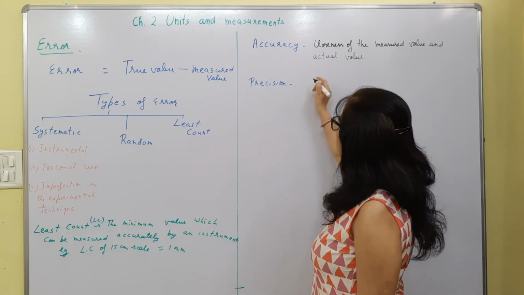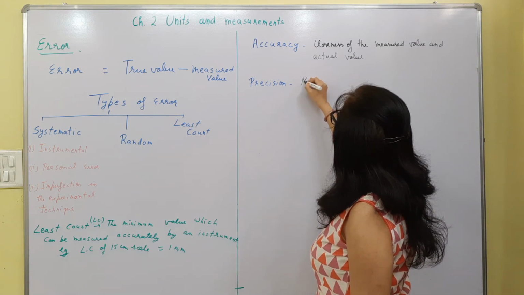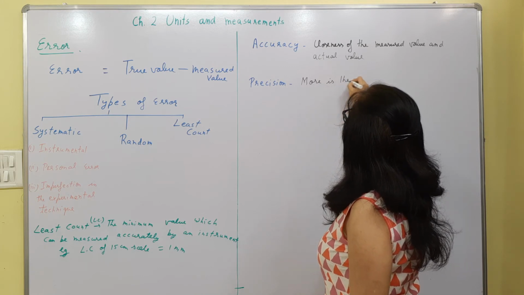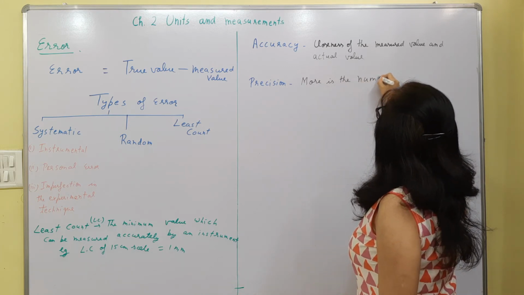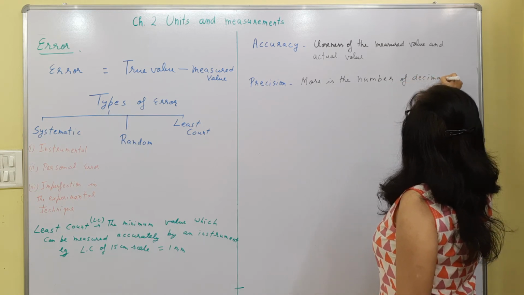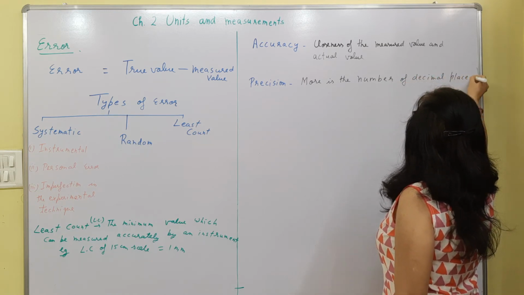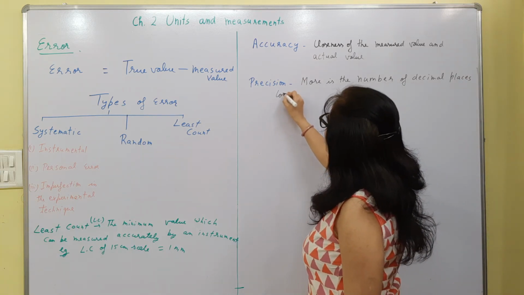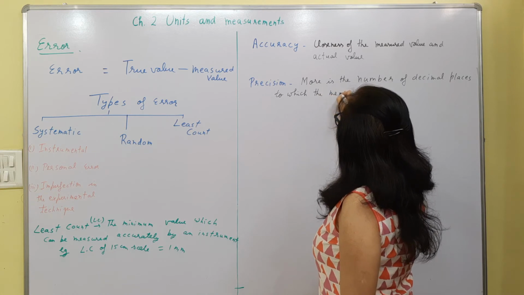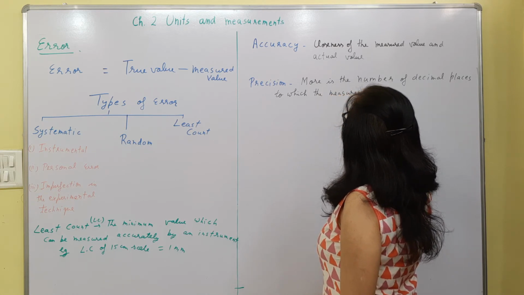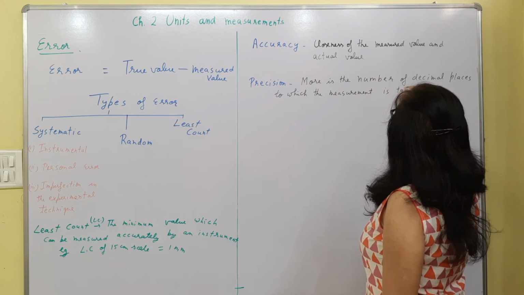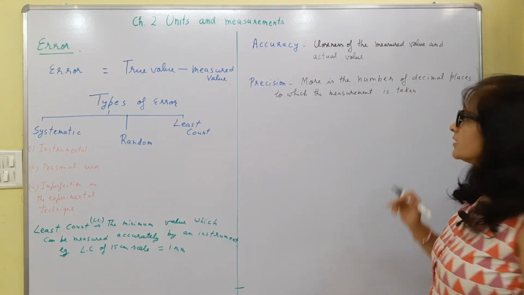So precision means the more the number of decimal places to which the measurement is taken, the more is the precision.